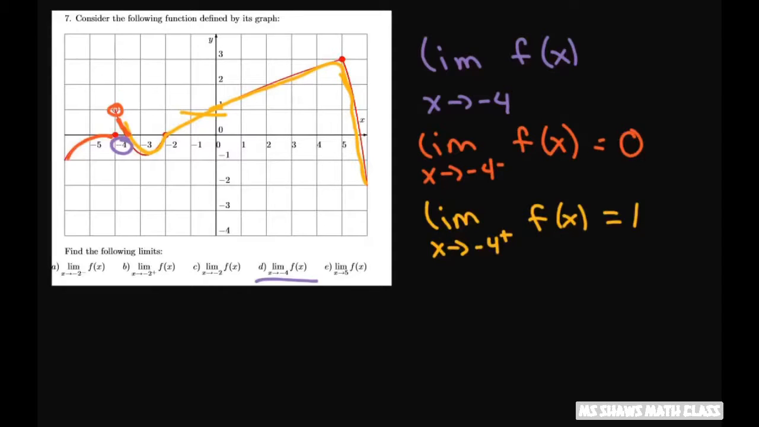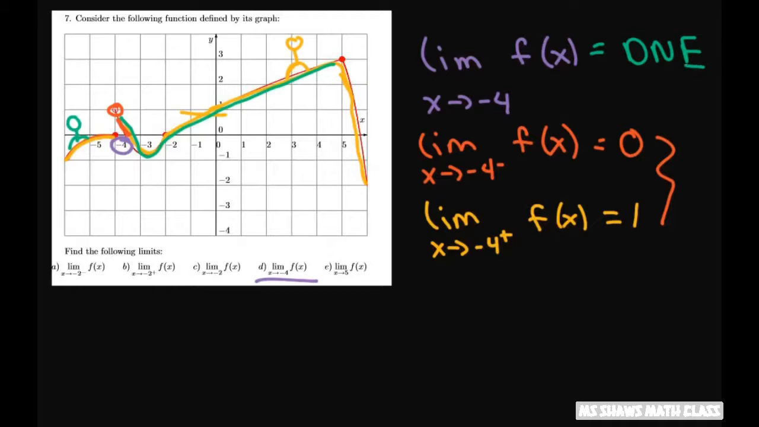So, therefore, since these two numbers don't match, that would mean, like if you were going to meet with your friend, and your friend's over here, and you tried to meet up at, say, Chick-fil-A, and you started from the left, and your friend started from the right, you didn't meet up. So that means it does not exist.